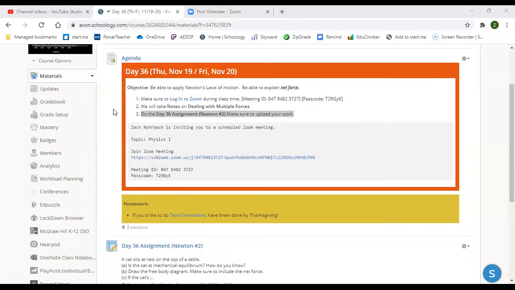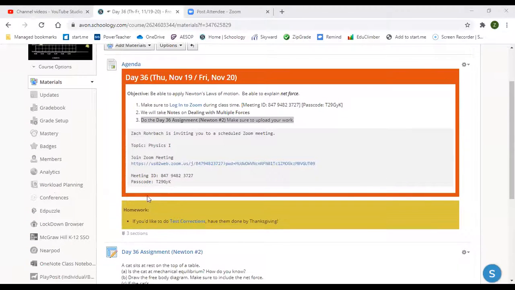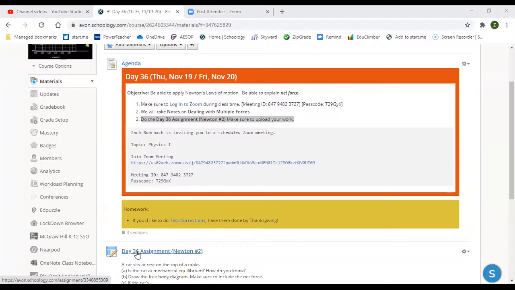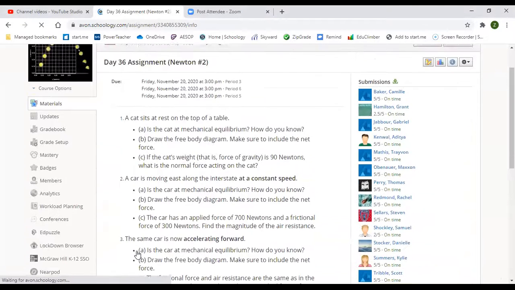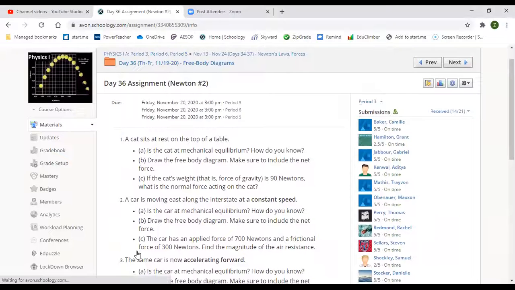If you would go to today's Schoology page and find the day 36 assignment. So take a picture, ideally use Cam Scanner or Genius Scan if you have it, but if not, just go ahead and take a picture and upload that here. And then when you upload that here, then you're done for the day.